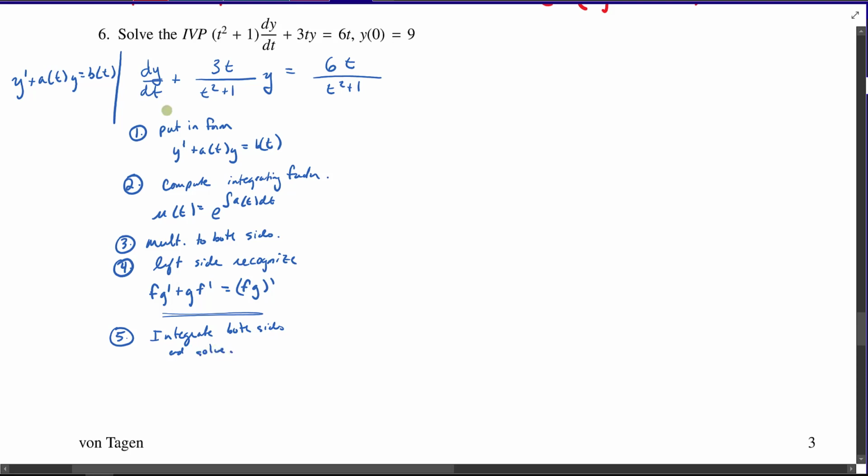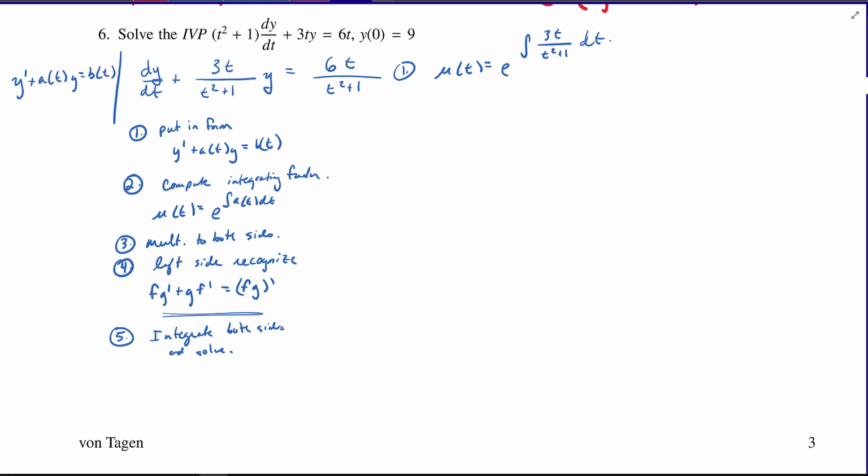So let's go ahead and do that. I've already done step one here. We put it into this linear form. The next step is to compute the integrating factor. The integrating factor would be mu of t equals e to the integral of 3t all over t squared plus 1 dt. So we're going to have to integrate this.